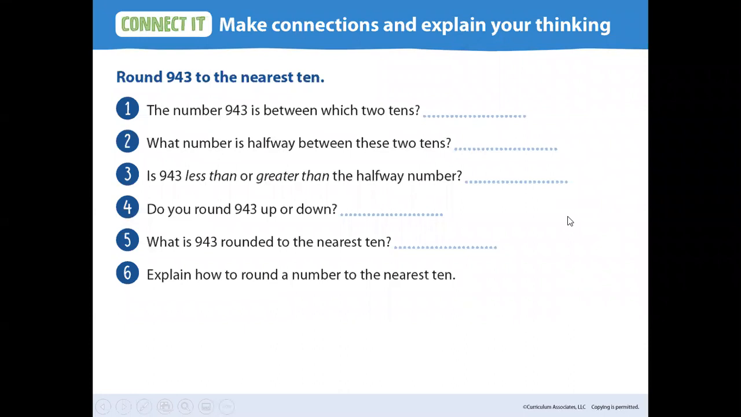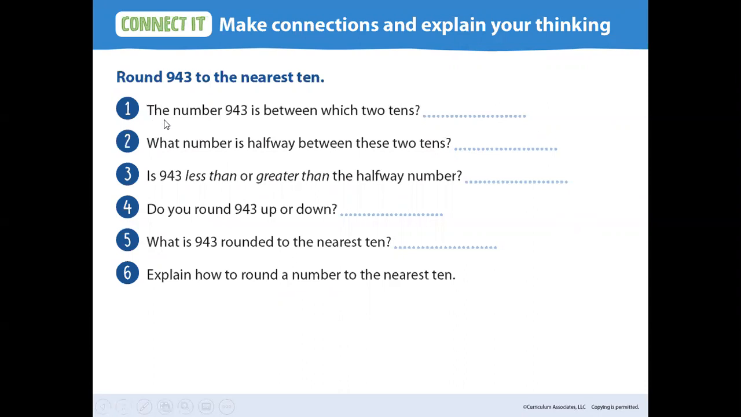We have used number lines, base 10 blocks, and the hundreds chart to round to the nearest 10. Now, I would like you to pick a strategy, either the base 10 blocks, number lines, or a hundreds chart, to solve the next problems.